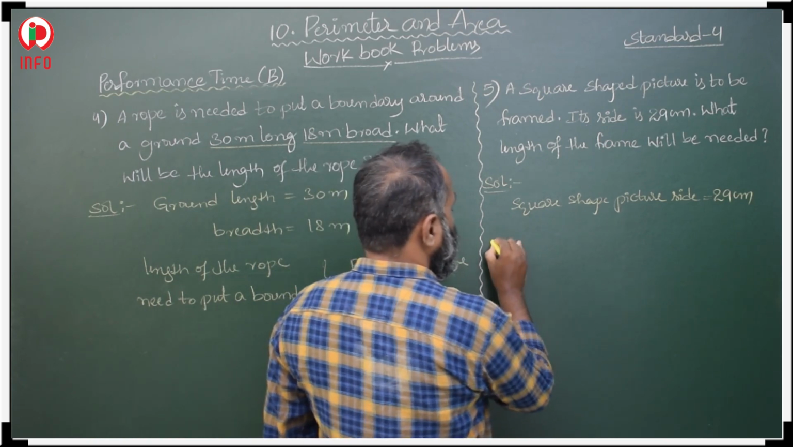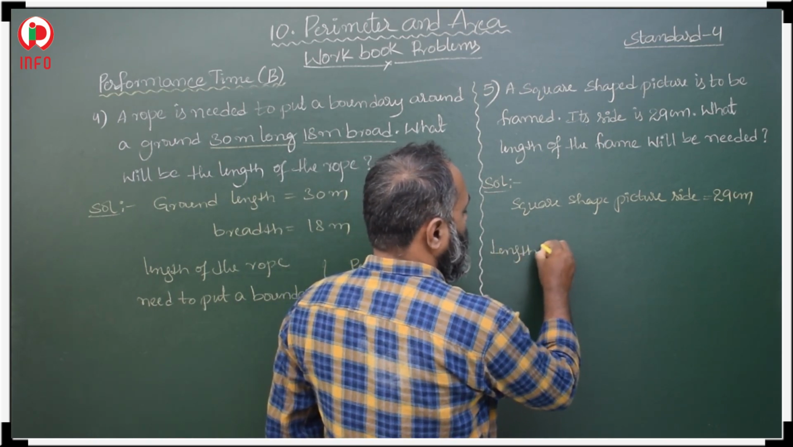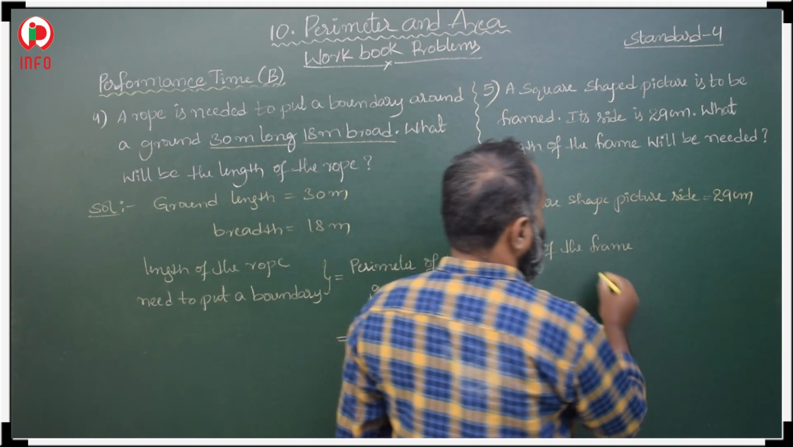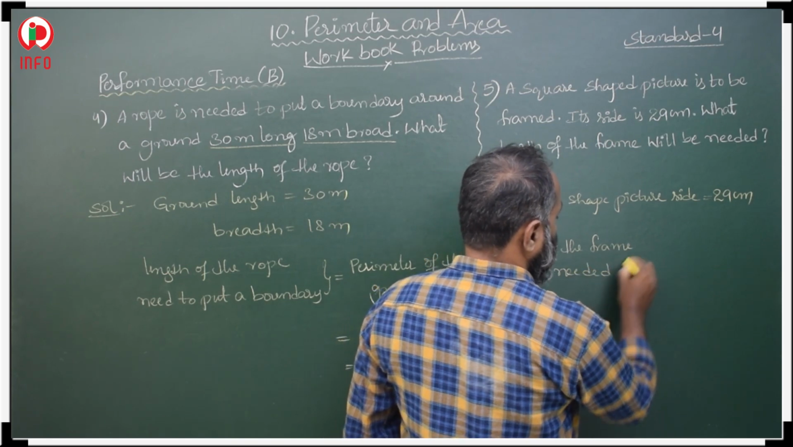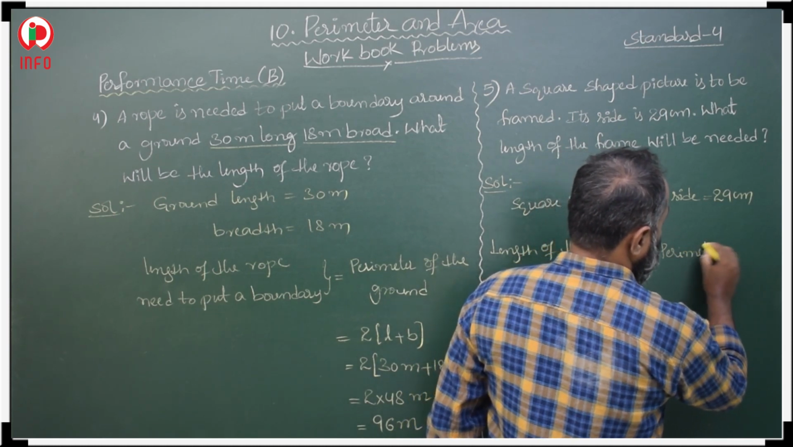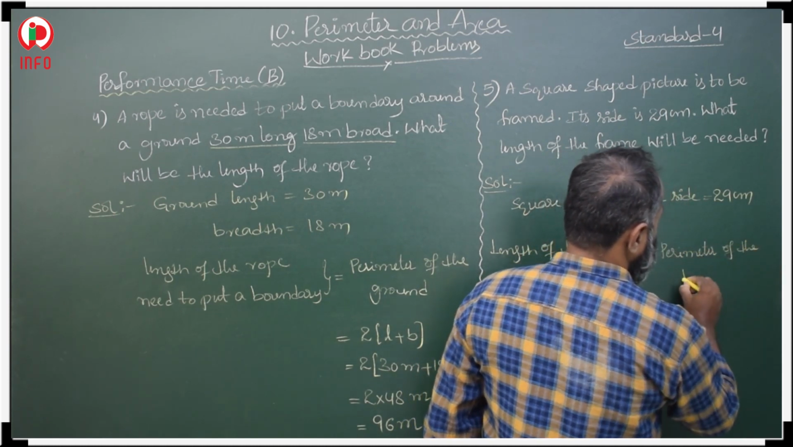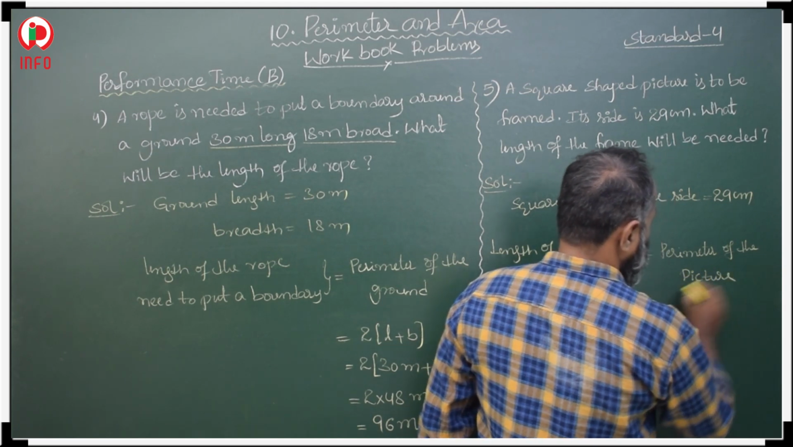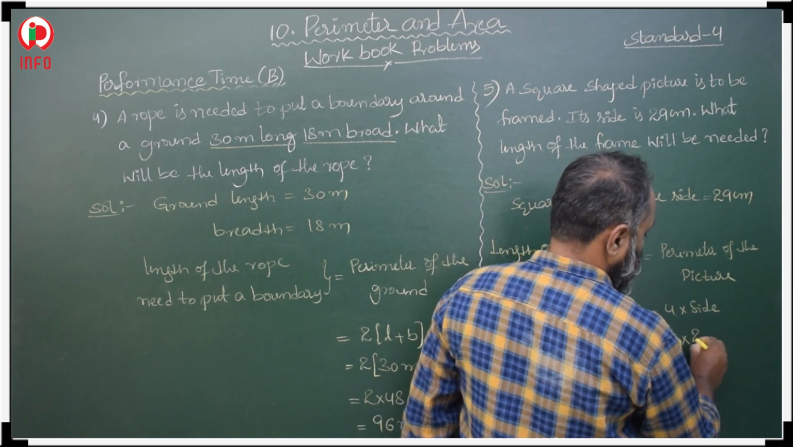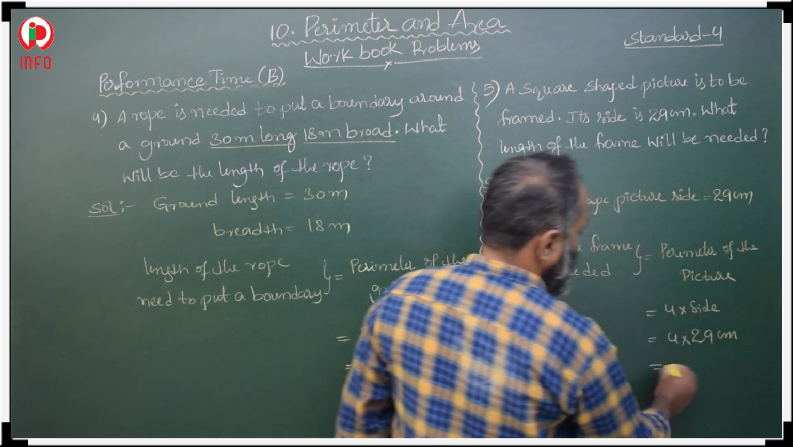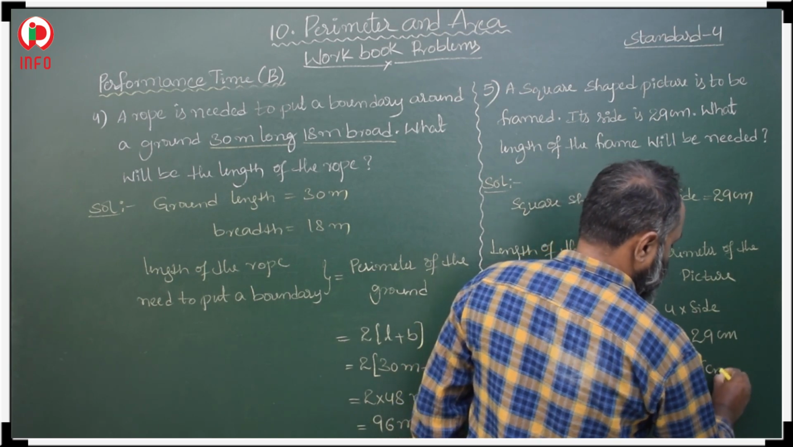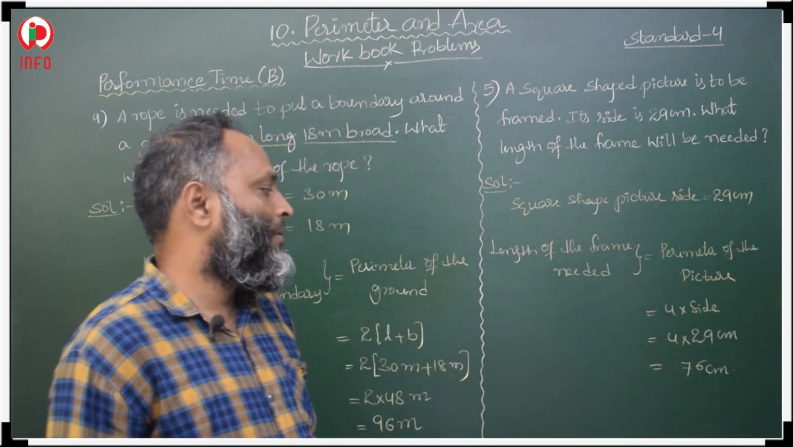Then the length of the frame needed is equal to the perimeter of the picture. Perimeter of the picture is 4 into side. 4 into, what is the side here? 29 centimeters. 29 centimeters, then 4 9s are 36, 3, 4 7. 76 centimeters. 76 centimeters of the frame is needed.